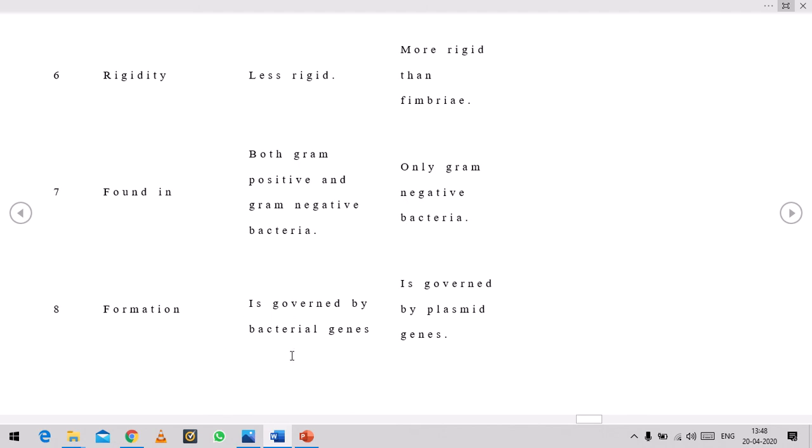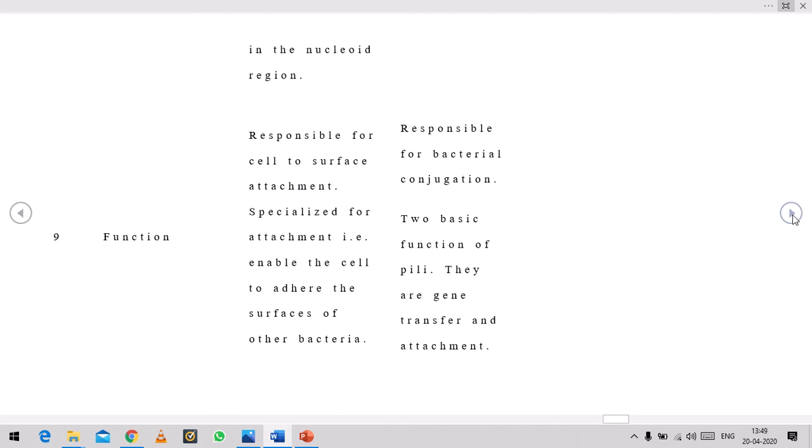Formation: fimbriae are governed by bacterial genes, pili are governed by plasmid genes. In function, fimbriae are responsible for cell-to-surface attachment, specialized for attachment, enabling the cell to adhere to surfaces. Pili are responsible for bacterial conjugation. The two basic functions of pili are gene transfer and attachment.